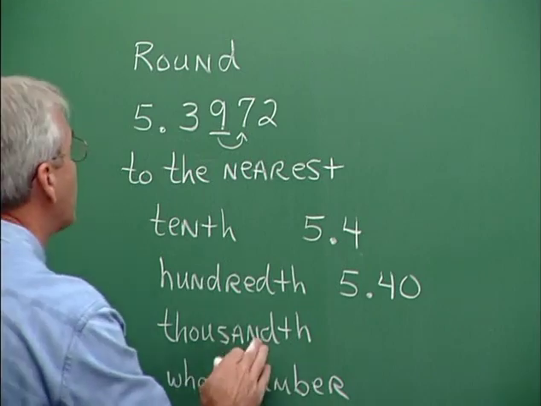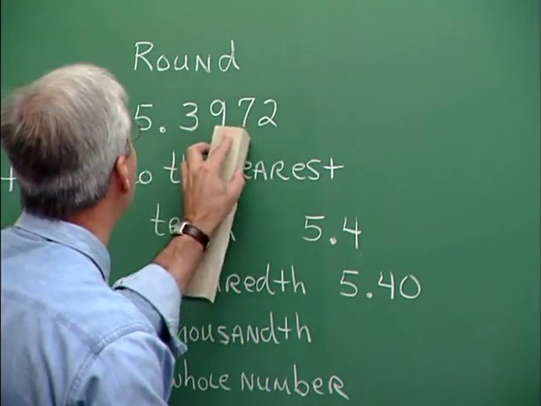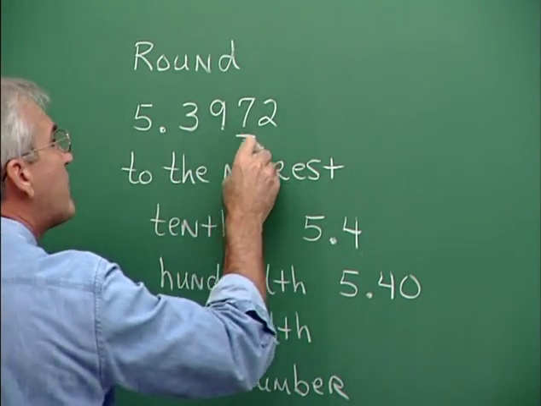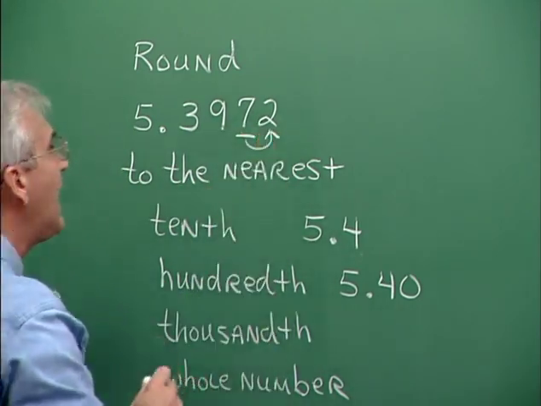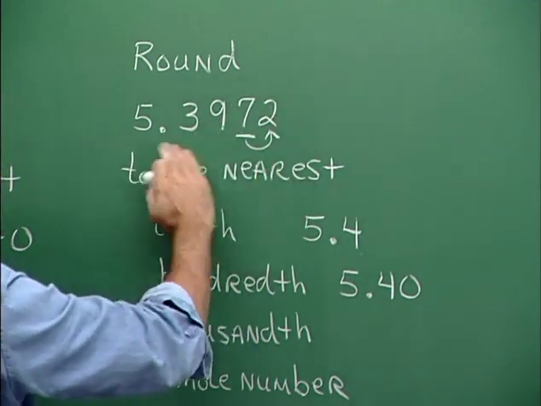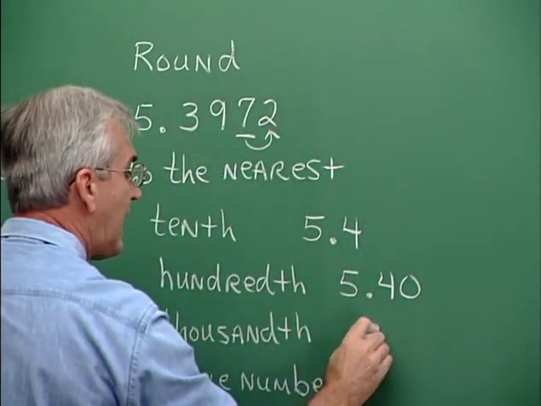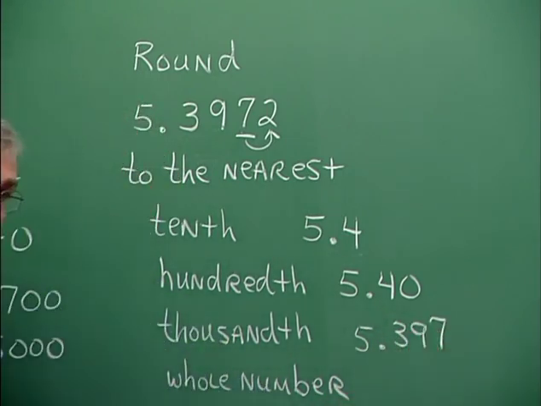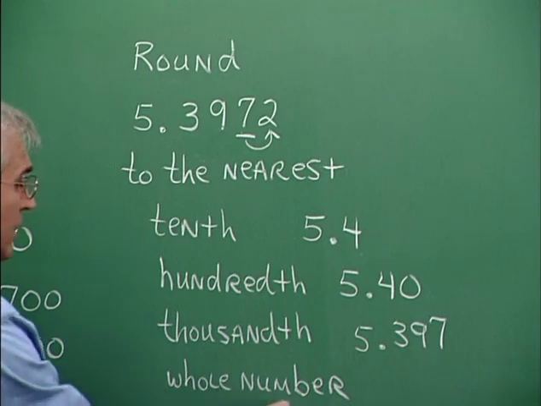To the nearest thousandth, well, we go back up here, we identify the thousandths digit, that's this digit. We look at the neighbor to the right, it is smaller than 5, so we're just going to lop it off, and to the nearest thousandth, this is 5 and 397 thousandths.